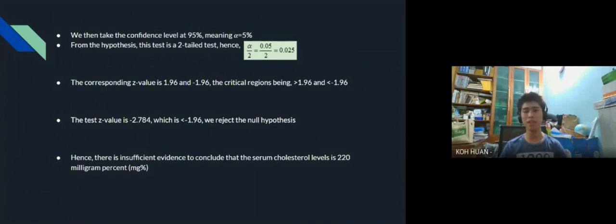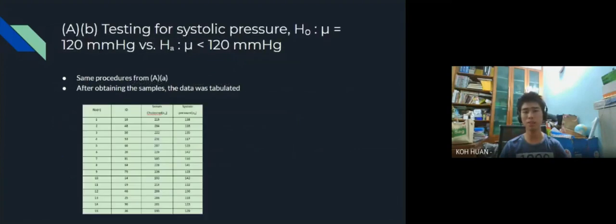So the test z-value is negative 2.784, which is less than negative 1.96. We then reject the null hypothesis as a conclusion. Hence, there is insufficient evidence to conclude that the serum cholesterol level is 220 milligrams per cent.